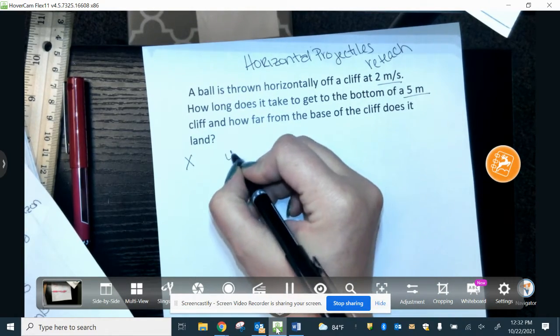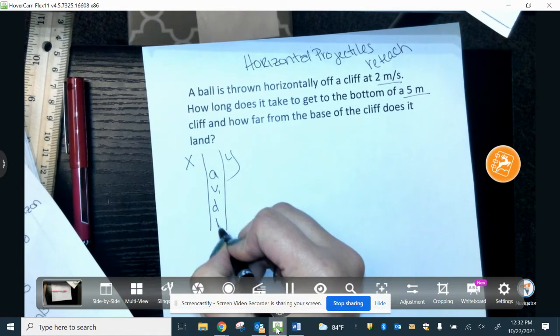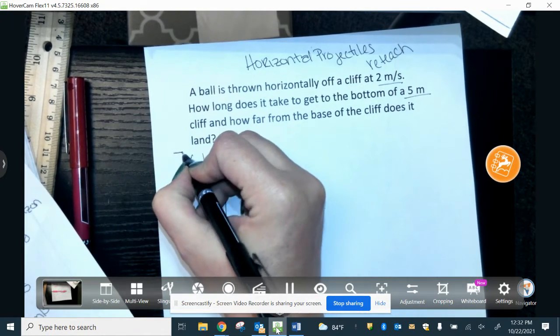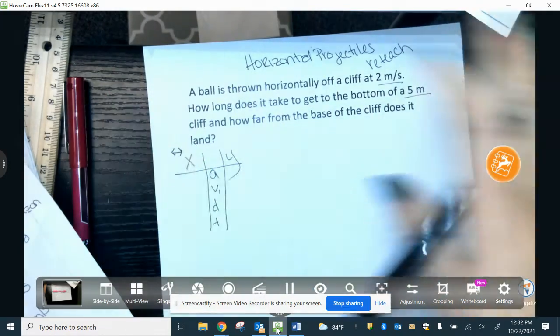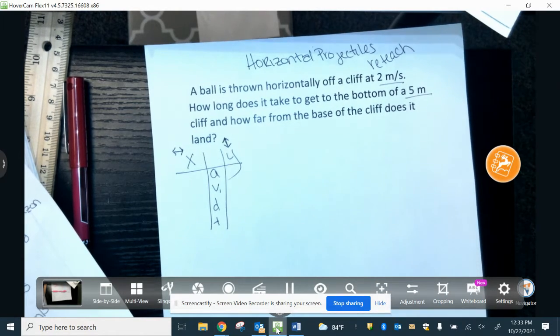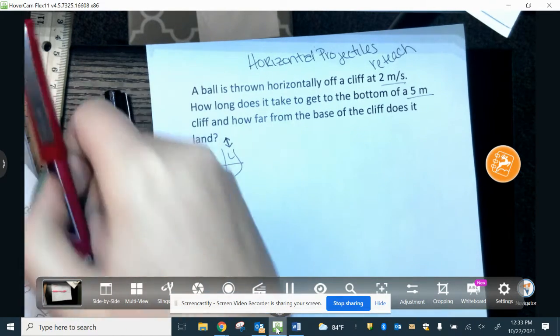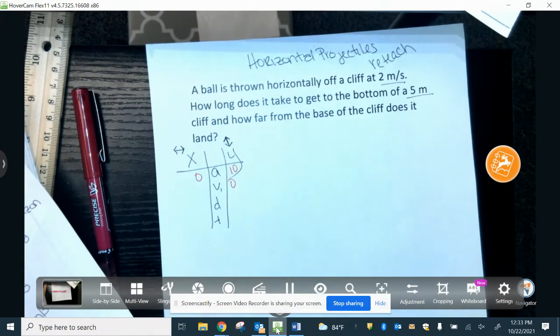So we have X, we have Y, and A, V, I, D, T. Remember, X is side to side, horizontal. You can see the horizon, the horizon goes straight. And Y is vertical, up and down, just like on an XY graph. Before you even look at the problem, you should know 0, 10, 0, 100% every time.